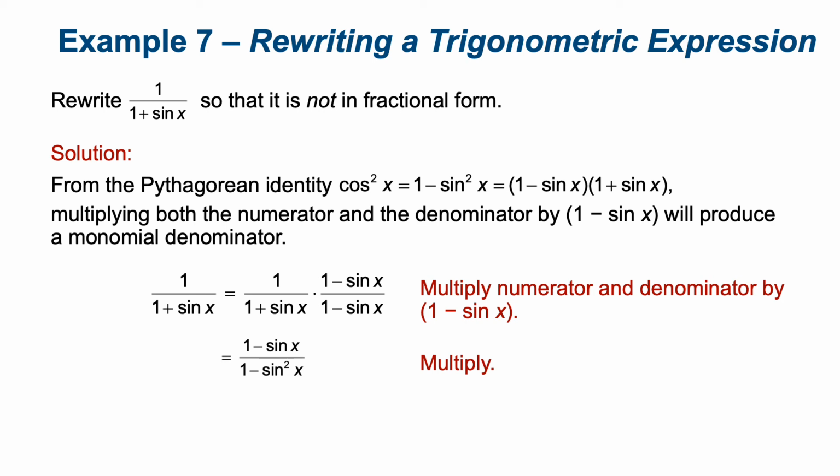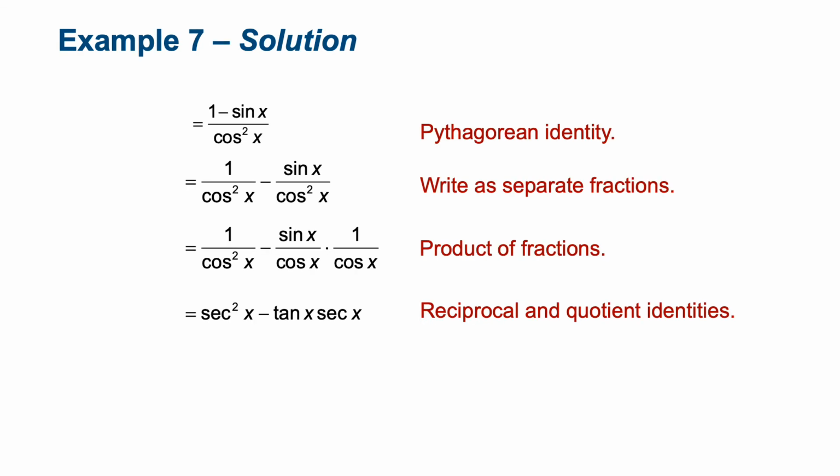So let's do that. 1 over 1 plus sine of x can be rewritten as 1 over 1 plus sine of x times 1 minus sine of x on the top and 1 minus sine of x on the bottom. So then on the bottom, by difference of squares, you get 1 minus sine squared of x, and on the top, you get 1 minus sine of x. And then that's the Pythagorean identity. 1 minus sine squared of x becomes cosine squared of x, which is what we wanted. Now that we have cosine squared of x, we can split this fraction into 2. We get 1 over cosine squared of x minus sine of x over cosine squared of x.